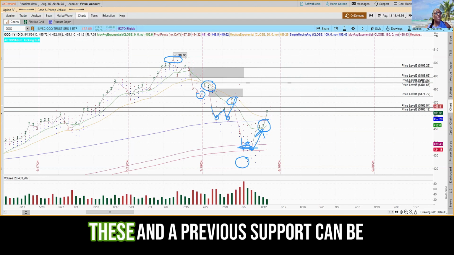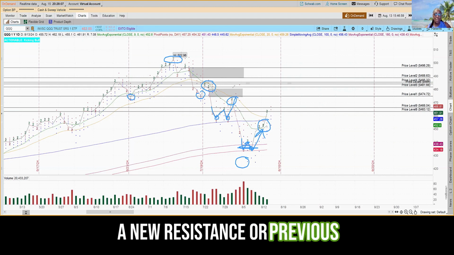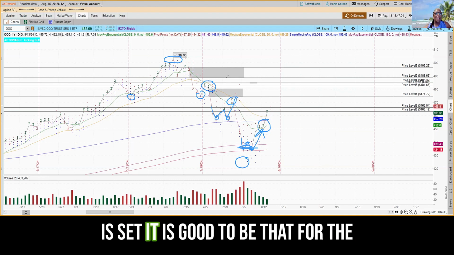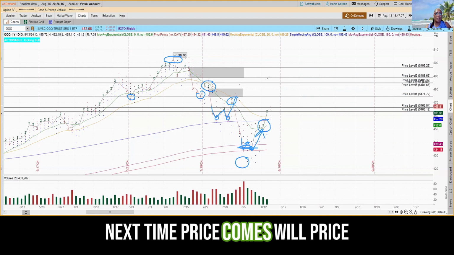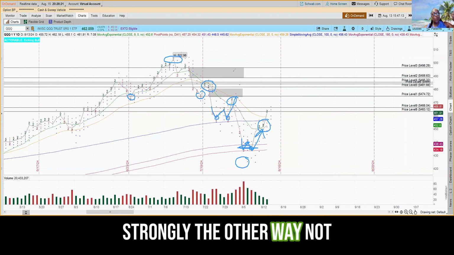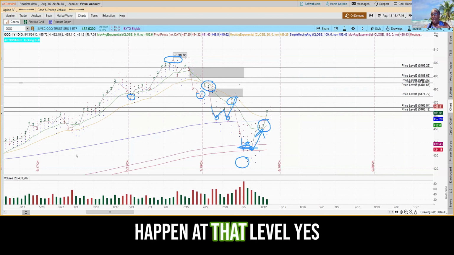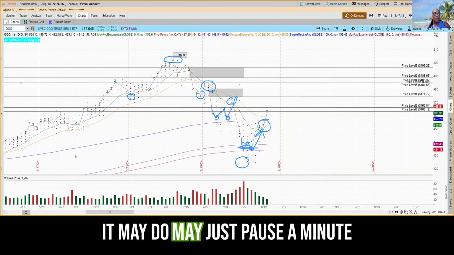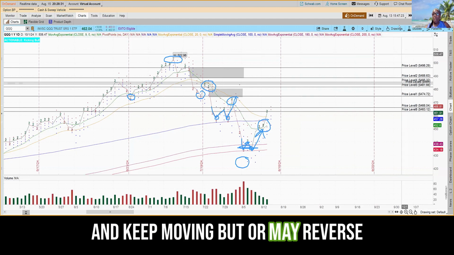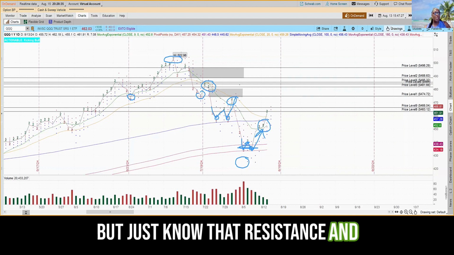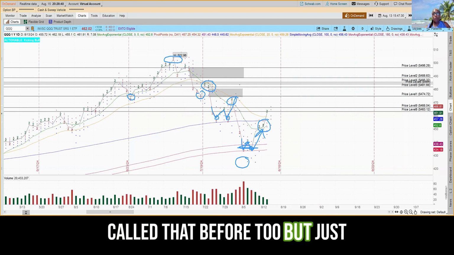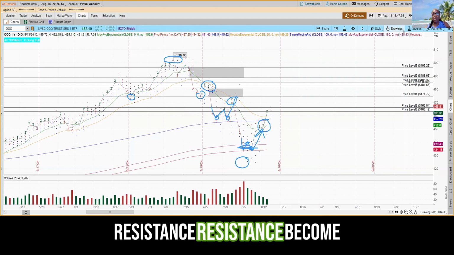So if you're using these, a previous support can be a new resistance, or a previous resistance can be a new support. Once a zone is set, it is good to be that for the next time price comes. Will price always get to it and react and go strongly the other way? Not necessarily, but will something happen at that level? Yes. It may just pause a minute, dance around, or it could keep moving, or it may reverse. But just know that resistance and support, as Jamie calls it, the parity level, I've heard it called that before too, but basically support becomes resistance, resistance becomes support.